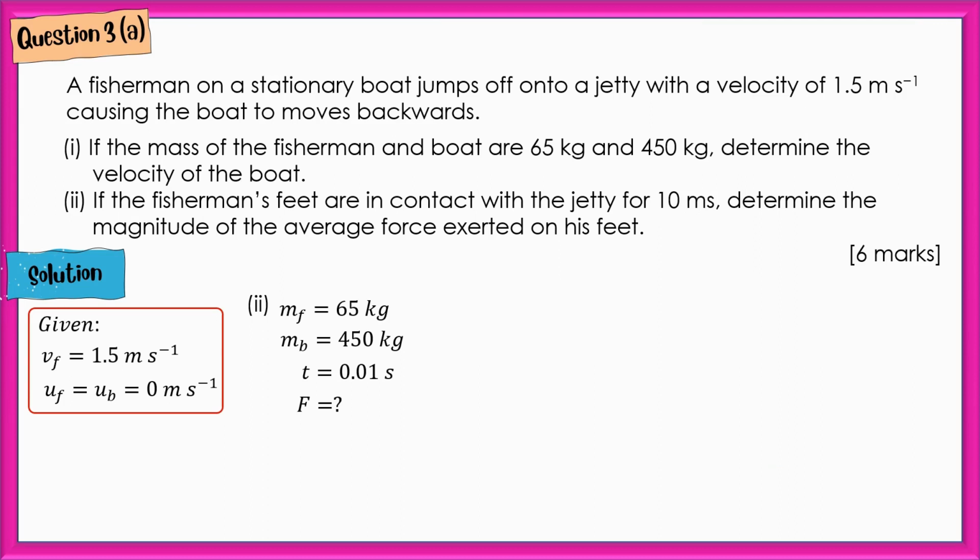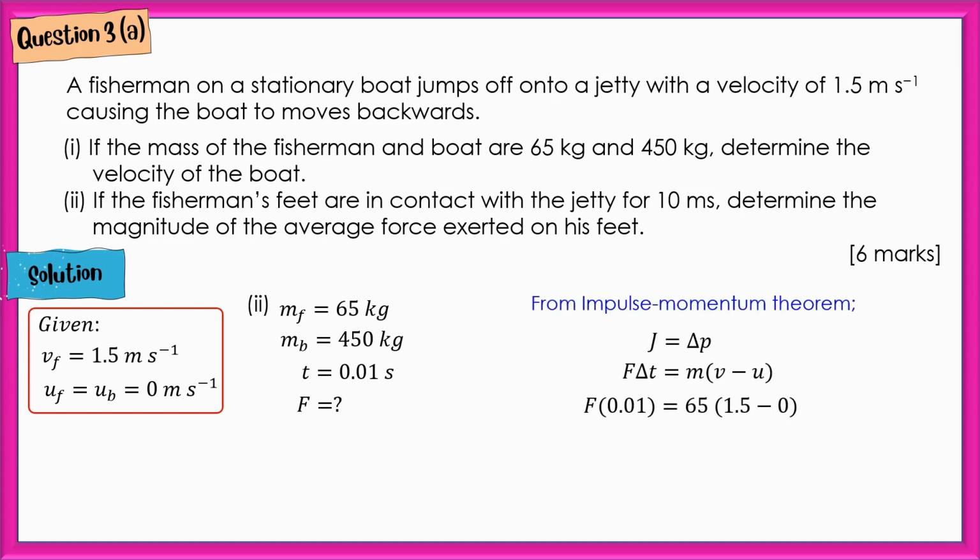To calculate question number 3a2: if the fisherman's feet are in contact with the jetty for 10 milliseconds, so 10 milliseconds is equal to 0.01 second, determine the magnitude of the average force exerted on his feet. To calculate the average force exerted on his feet, we will use the impulse-momentum theorem, where J is equal to the change of momentum. J represents impulse, and J is also equal to F delta t. When you substitute the values into the equation, you will get that F is equal to 9,750 Newton.